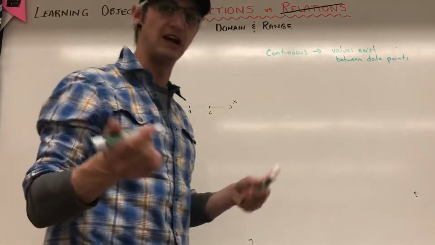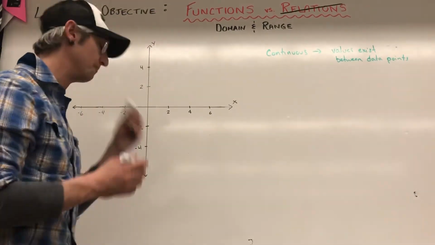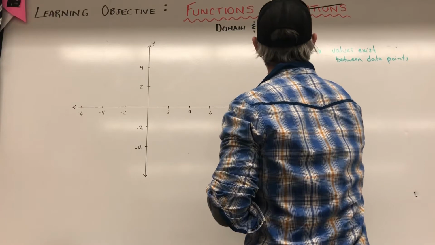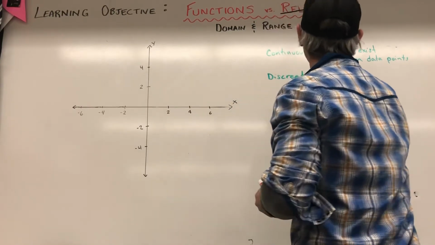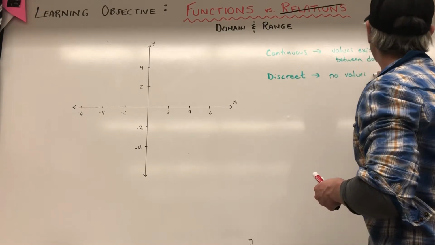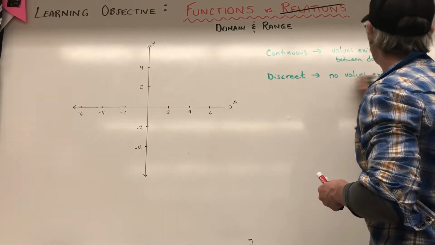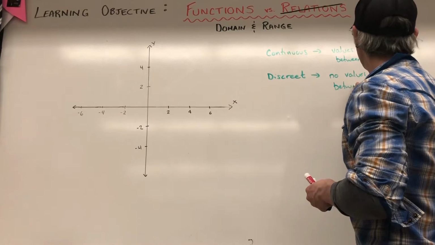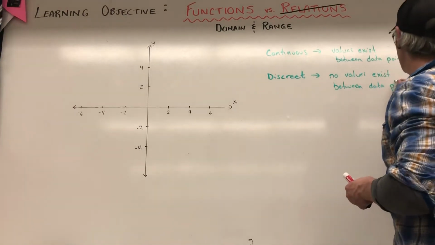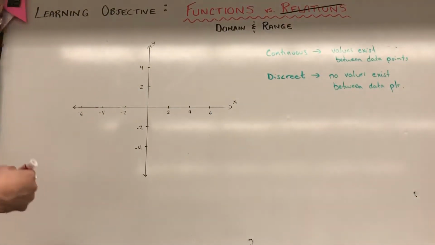And there's a lot of different examples, and you'll see them in the problems that you do. So that's discrete, okay? No values exist between data points. Okay, so let's actually start doing some domain and range.